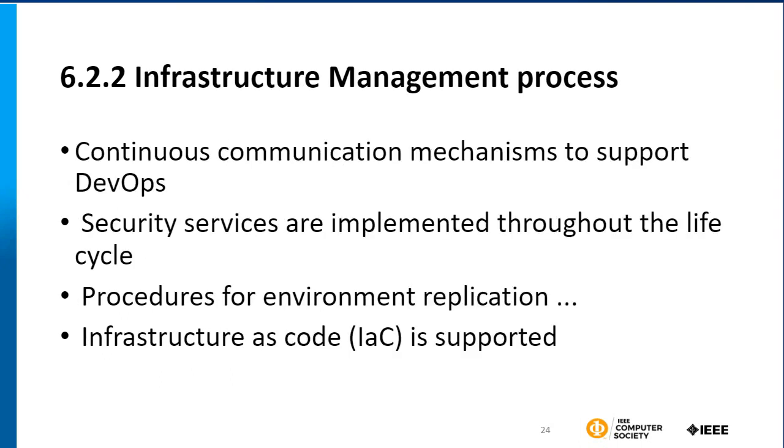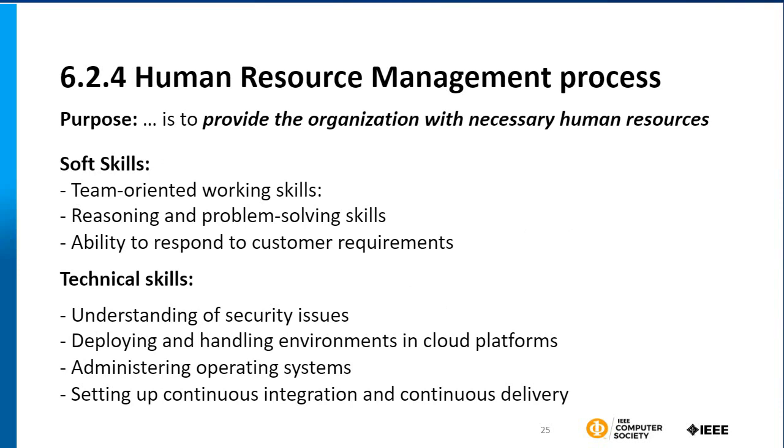So if it's an infrastructure management process, then you have to make sure you've got the right communication mechanisms in place. Is your networking team communicating with the other infrastructure members of the team? I find that's often a big issue. The security services, are they involved throughout the whole life cycle? Do you have procedures so that you can replicate the environment? Or do you have a situation where your QA environment is different than production? If you automate building your infrastructure, or what we call infrastructure as code, then what you build for QA will match what you build for production. So infrastructure management processes is really important.